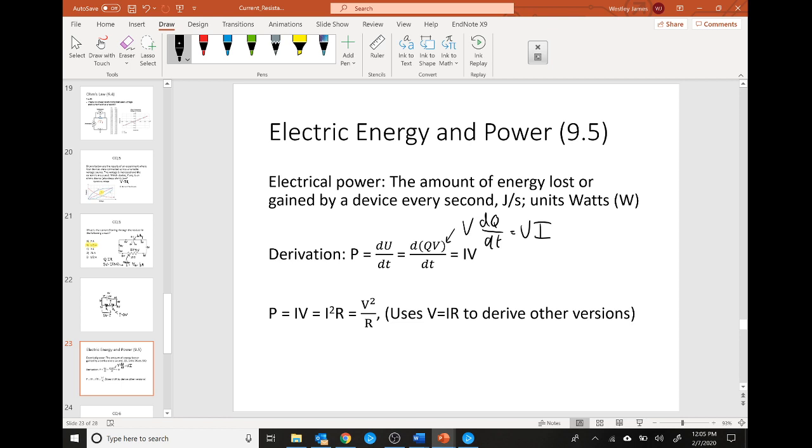Just use whichever one's the easiest at the time, or just use V equals IR, find the missing variable, and use IV. Whatever you want to do. They all work, just 3 different expressions of it using V equals IR.